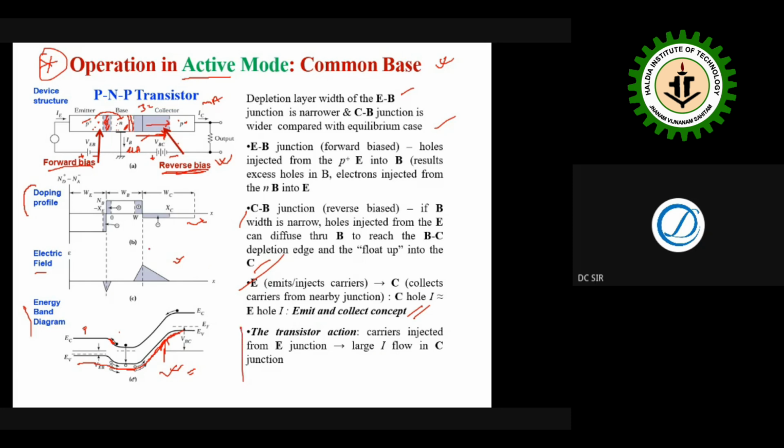Due to some recombination at the base region, an IB current is generated. For the IB current, we can say IC is nearly equal to IE, because the IB current is very small, in terms of microampere. We will discuss the current equation of the BJT elaborately in the next class.